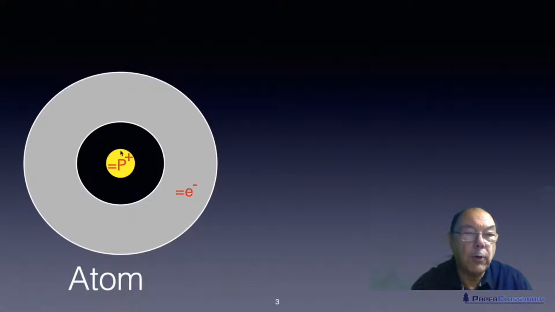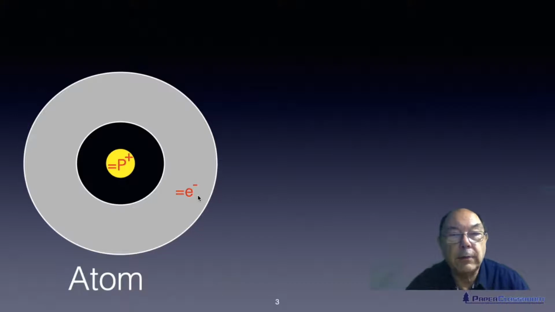What I pointed out also is that there are a certain number of protons in the nucleus, and there are an equal number of electrons orbiting the nucleus. So an atom is electrically neutral. That's the first thing to note. If it's electrically neutral, it's an atom. If it's not electrically neutral, it's not an atom. We give it another name.